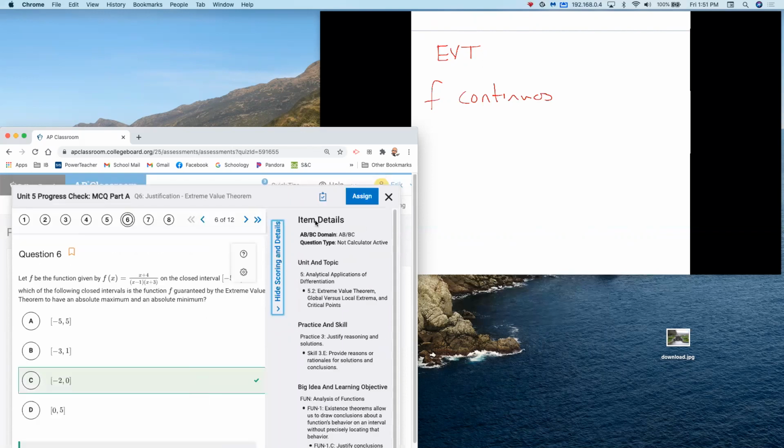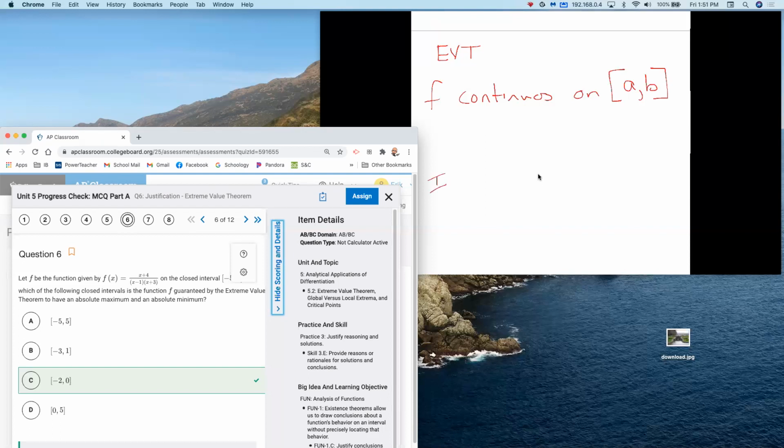I think it's continuous, if I remember now. So f needs to be continuous on some interval a to b, but it has to include a and b. So it has to be continuous on the closed interval. And take a look at this problem.